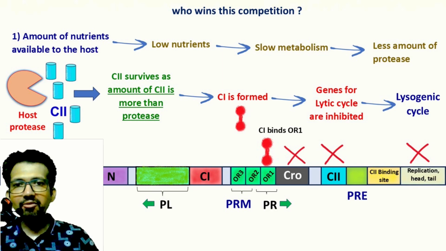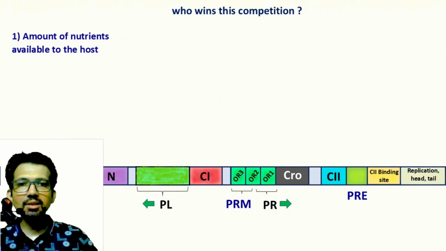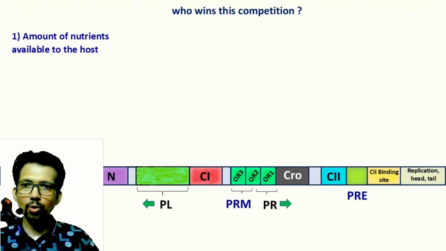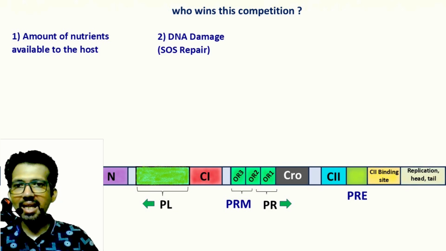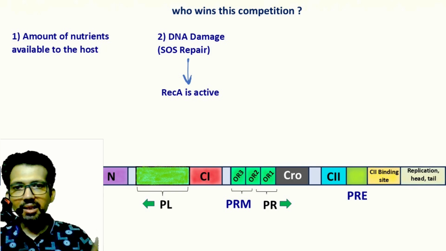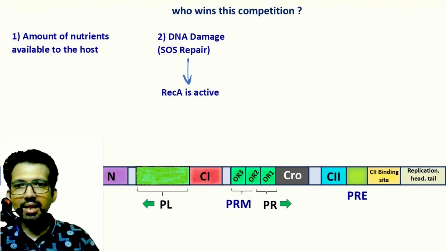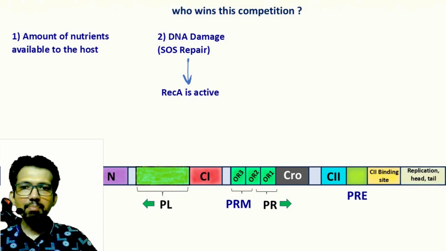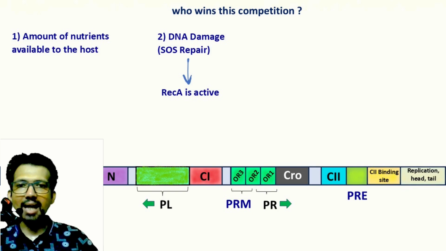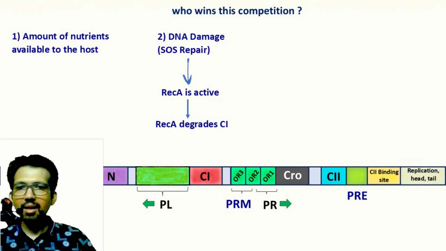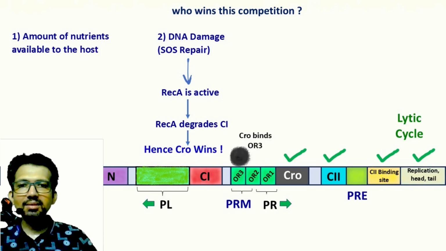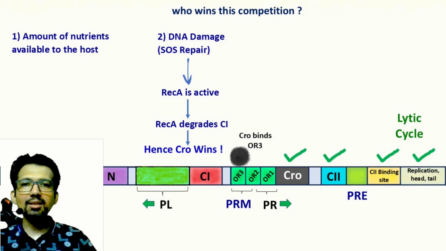Now let's see the second factor that governs the competition between CI and CRO. This factor is DNA damage. When the DNA is heavily damaged, the SOS repair gets activated. During SOS repair, we have active RecA. RecA degrades CI. As a result, CRO wins and it favors the lytic cycle.